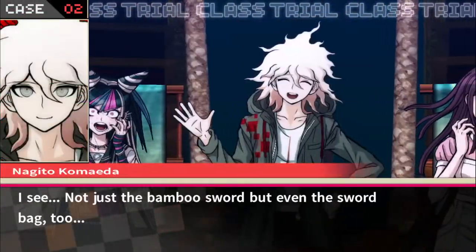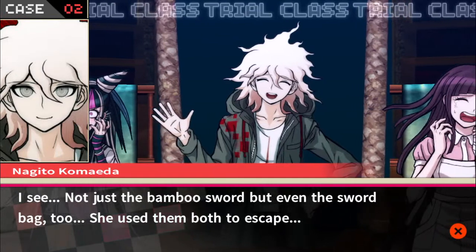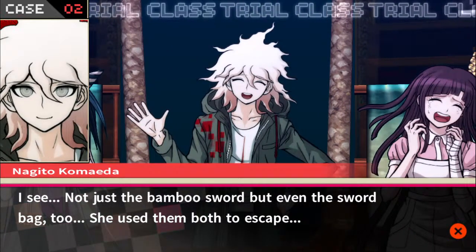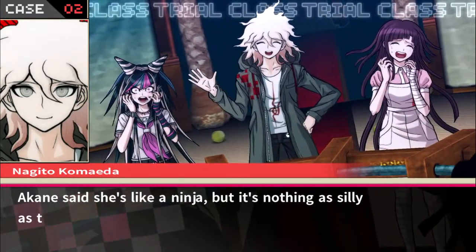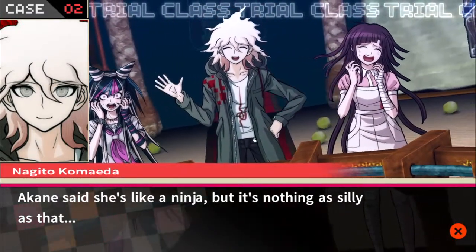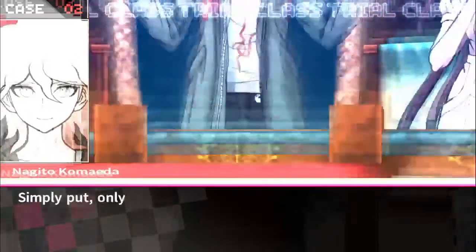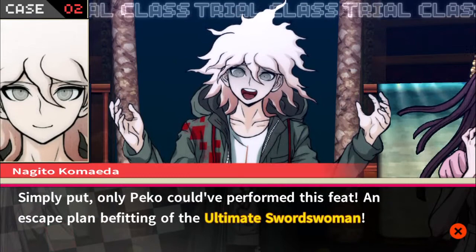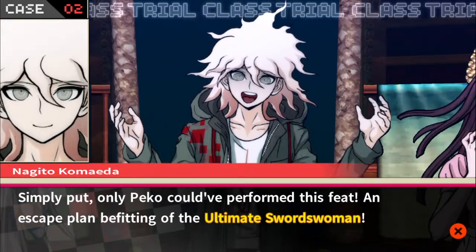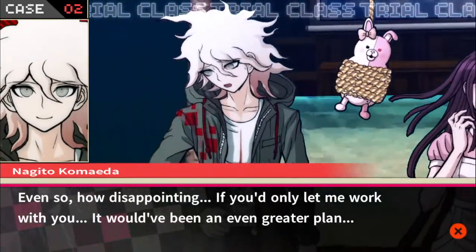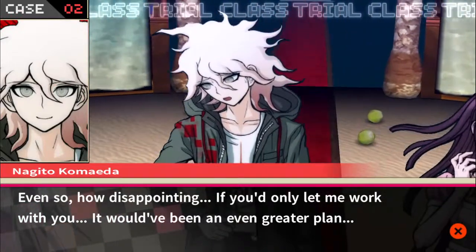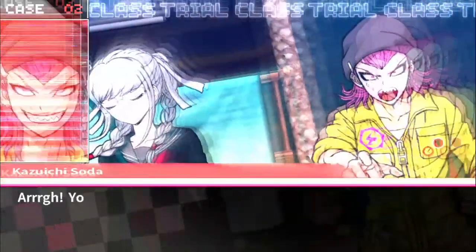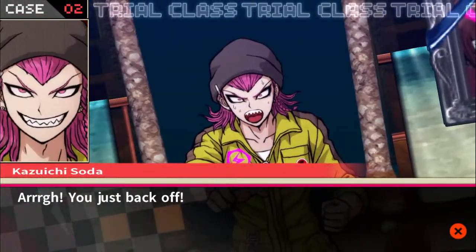I see. Not just the bamboo sword, but even the sword bag, too. She used them both to escape. Akane said she's like a ninja, but it's nothing as silly as that. Simply put, only Peko could have performed this feat. An escape plan befitting of the ultimate swordswoman. Even so, how disappointing. If you'd only let me work with you, it would have been an even greater plan. No! You just back off!